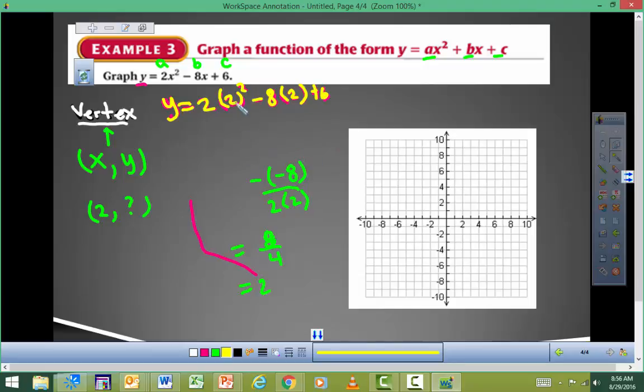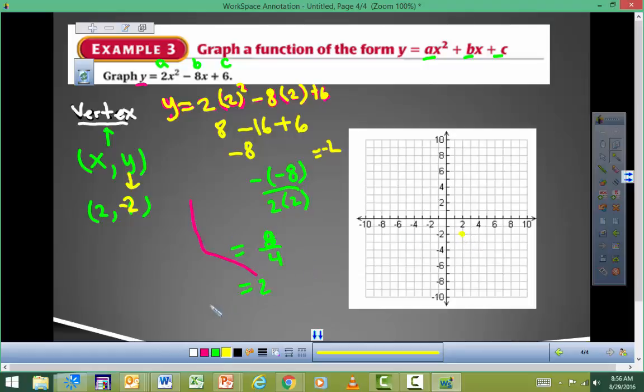Okay. Well, 2 times 2, this is 2 squared, right? So that's 4 times 2 is 8. And this is 8 times 2, which is 16. And then we add 6, right? So 8 minus 16 is negative 8. And then you add 6 to that. It gives you what? Negative 2? What you just found out then is this y coordinate is at negative 2. So according to our graph so far, when we're at x equals 2, we have negative 2. That's the vertex.